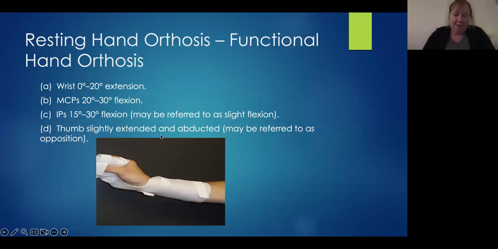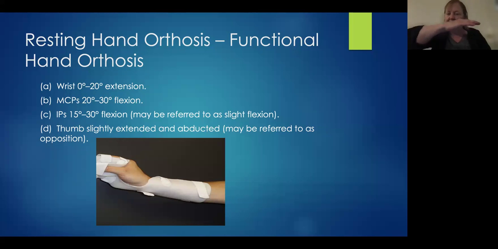Now, a couple of other things that I wanted to point out is the resting hand orthosis, or sometimes you'll hear it interchangeably used as the functional hand orthosis. Now, if you look at the numbers there, I will tell you that they vary in the textbooks. And every time I do a different chapter in a textbook, these numbers are changing. But this is a resting hand splint.